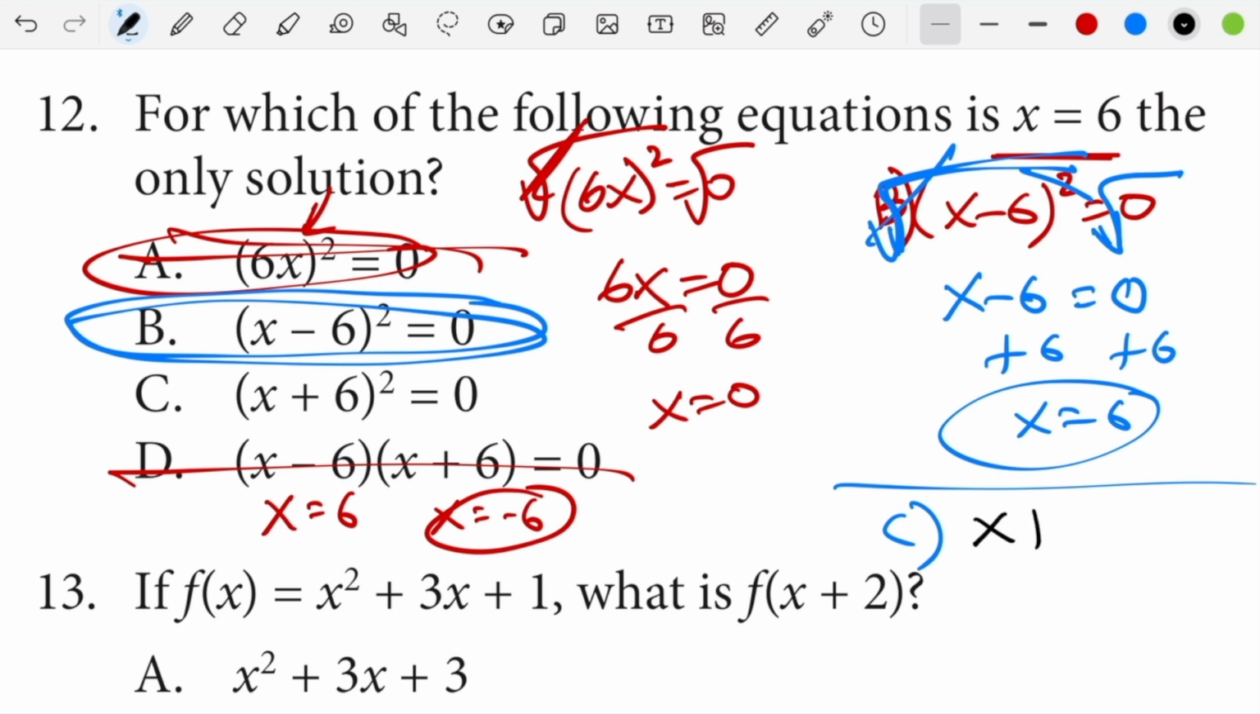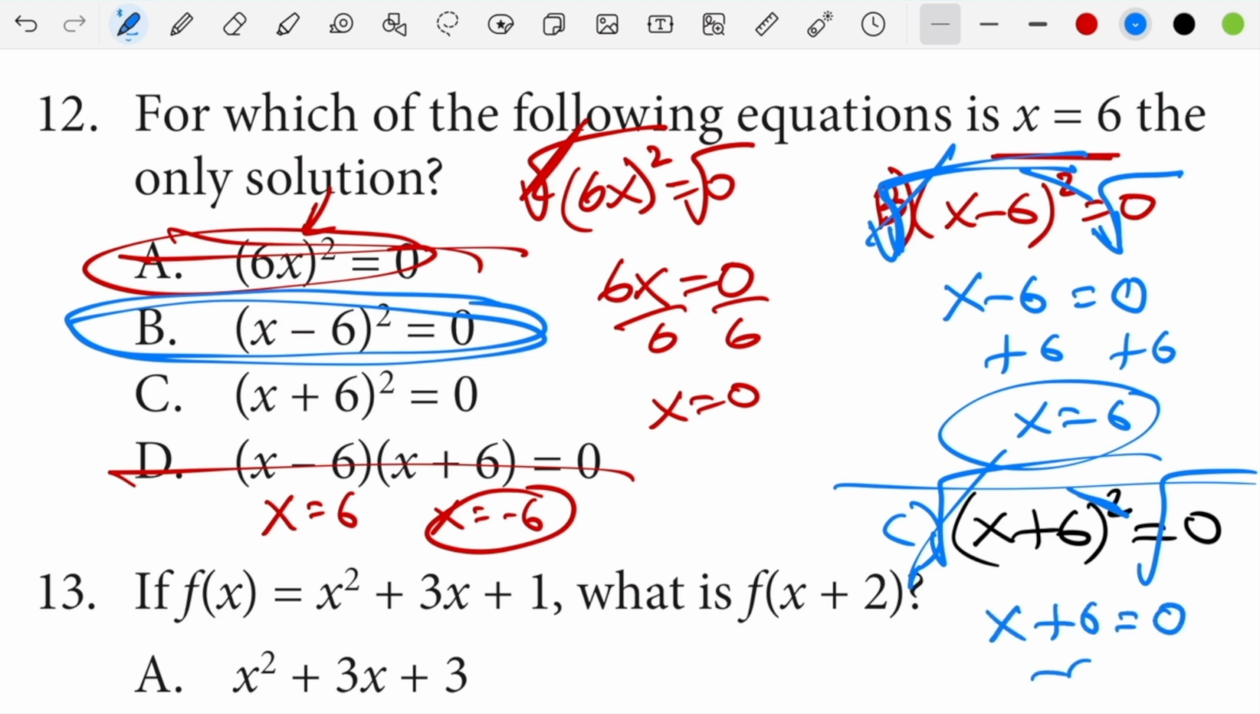So we have x plus 6 to the second power equals 0. The square root cancels the square, so you have x plus 6 equal to 0, minus 6, x equals negative 6. You're looking for the value of 6. That doesn't work out, so the answer is B. Let's go to the next one.